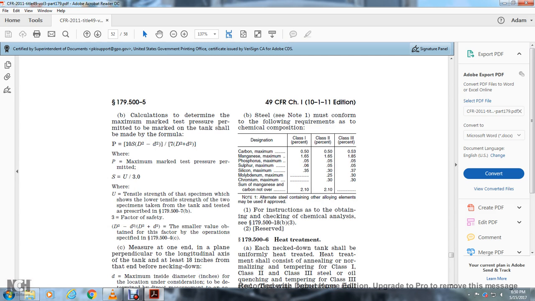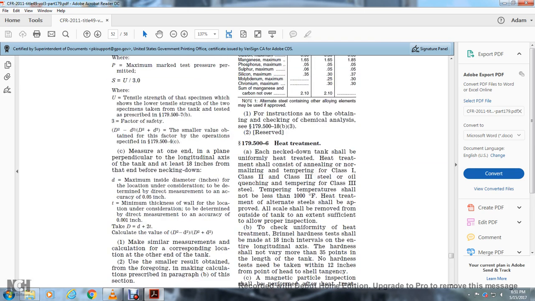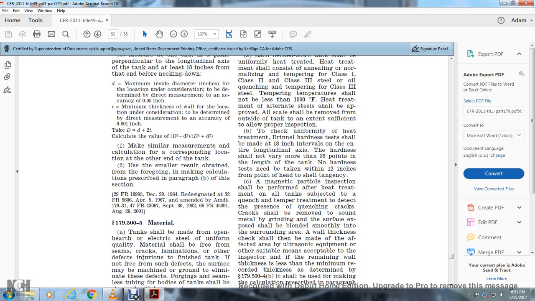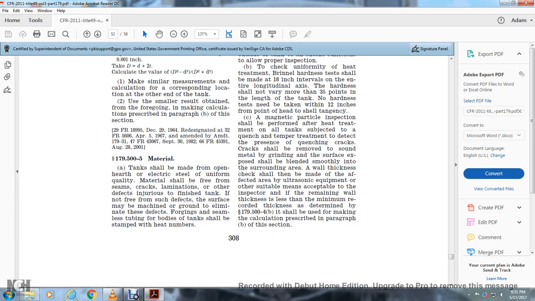Calculations determine the maximum test pressure at the marked end of the tank shell as P equals 10 times S times (D squared minus d squared) divided by 7 times (D squared plus d squared). Maximum marked test pressure, P, is equal to 3.0 times the tensile strength of the specimen. S is the lowest tensile strength of the specimens taken from the tank and tested as prescribed in 179.507 B. 3 is the factor of safety. Make a similar calculation corresponding to the location at the other end of the tank, using the smaller result, the same as the foregoing, making the calculation prescribed in paragraph B of this section.